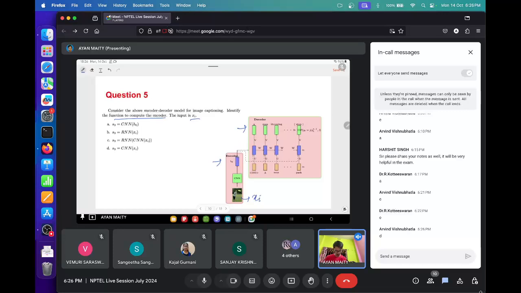So this output comes from here. This is the S0 that comes out of the encoder and goes as input, as the state for the decoder, the initial state for the decoder.